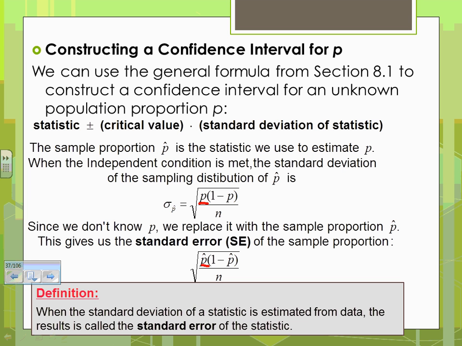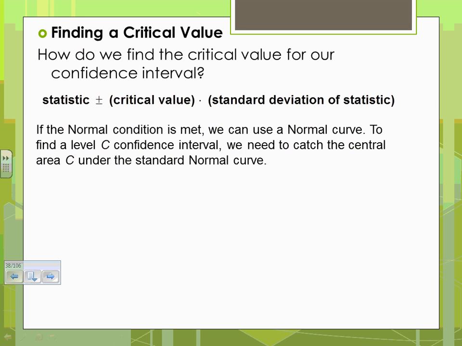The definition: when the standard deviation of a statistic is estimated from data, the result is called the standard error. So this right here, the standard deviation, is actually your standard error because you're using your p hat. If it asks you for the standard error, you know that you're going to be taking the standard deviation of a statistic.